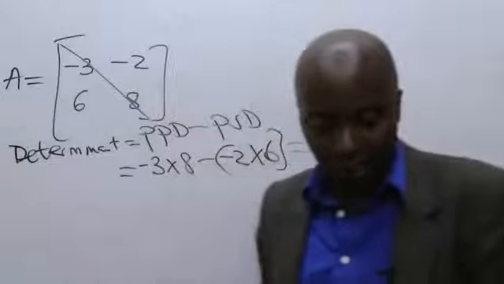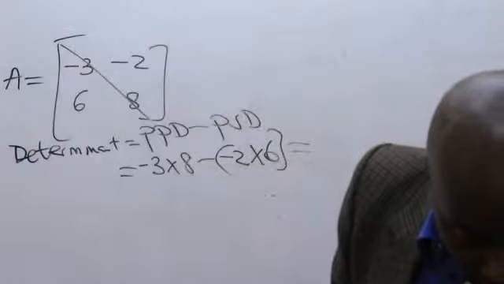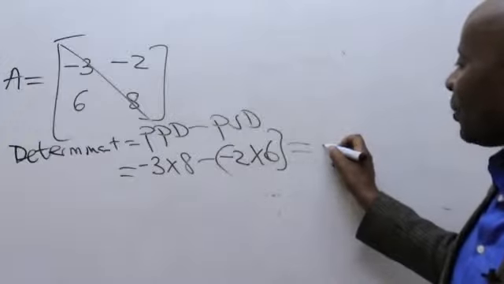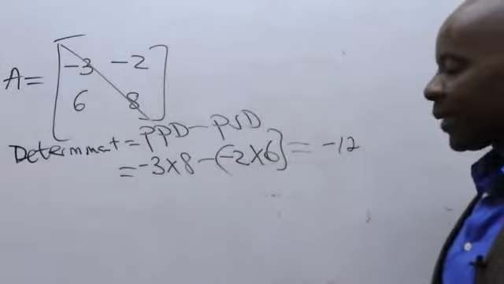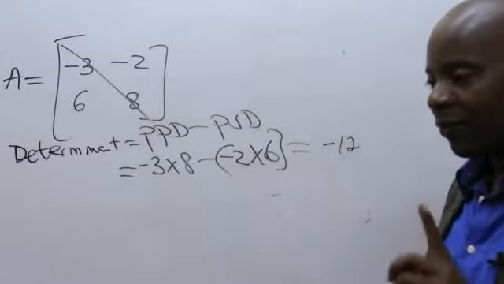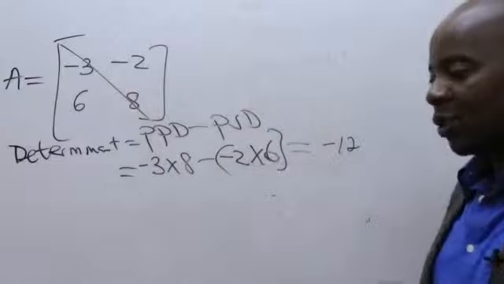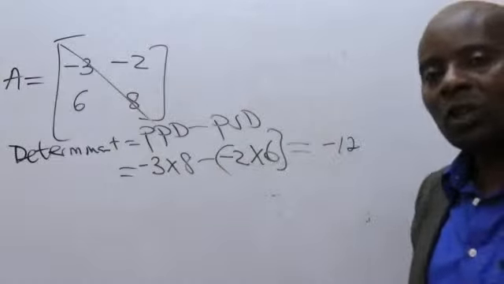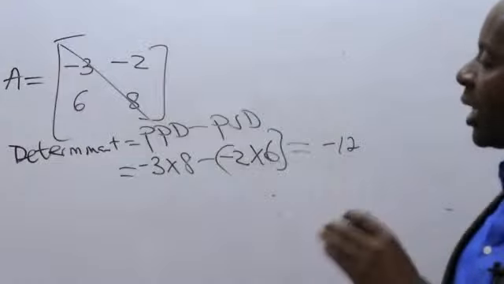What do we have here? At the end of the day, what figure do we have? Is -12 correct? Yes, -12 is very correct. Now, ladies and gentlemen, having gotten the determinant, the next thing I know my students will tell me is to go ahead and define the inverse.